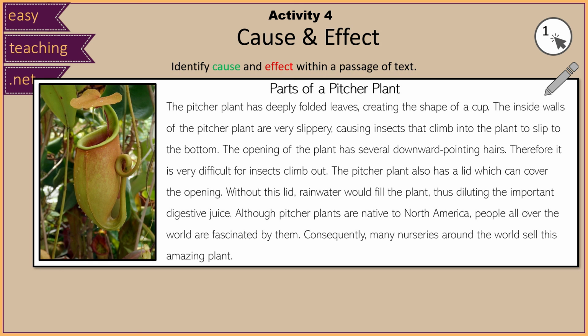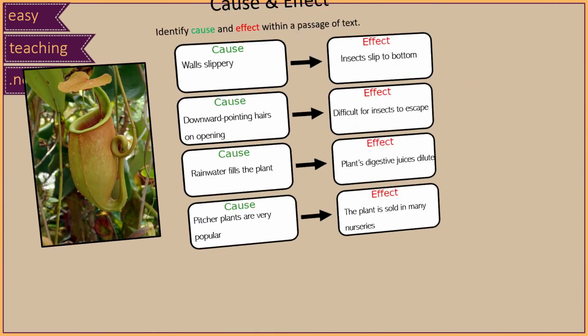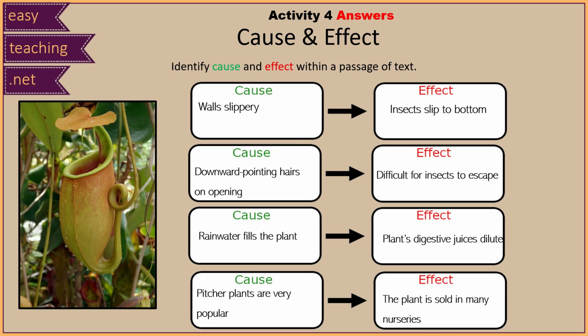Now it's time to complete the activity. Look for 3 or 4 examples of cause and effect relationships within the text, and then write them down on your worksheet. Pause here while you work through the activity. Here are some possible answers. Read through my answers and check them against your own. Were there any more? Perhaps you found one that I missed.